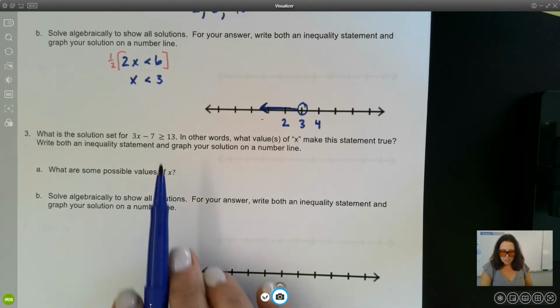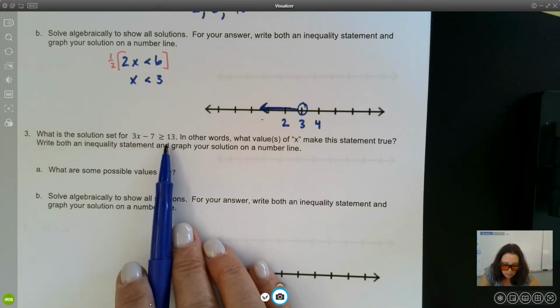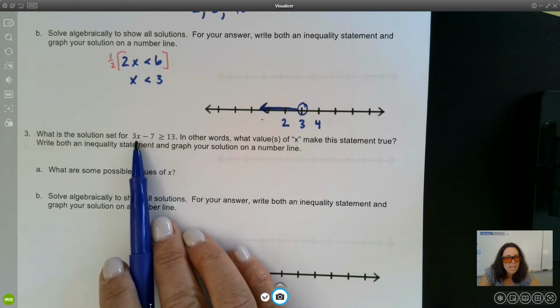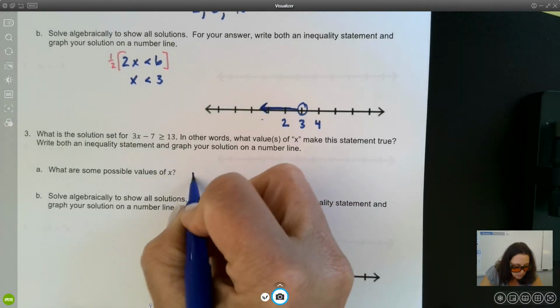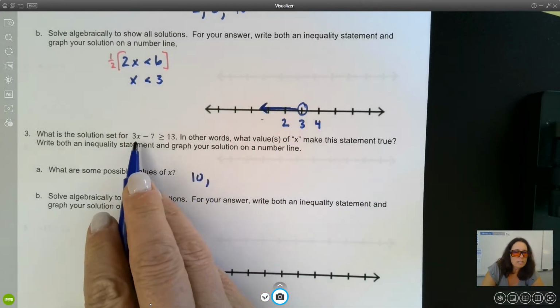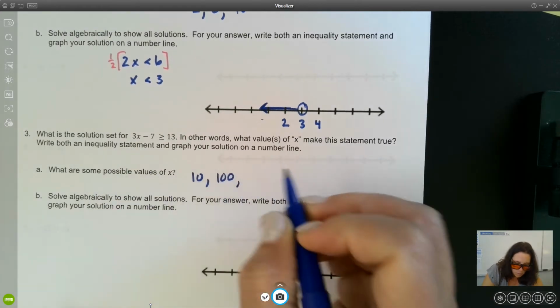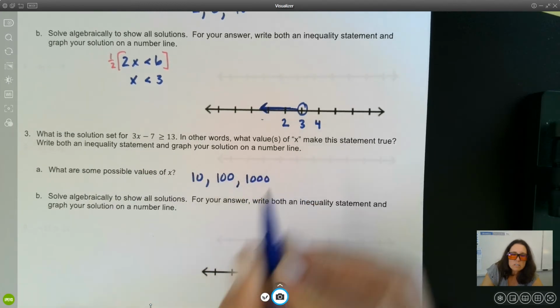All right, getting a little tougher now. What is the solution set for this? 3x minus 7 is greater than or equal to 13. What are some possible values of x? Okay, if I put a 10 in here, 30 minus 7, that is bigger than or equal to 13. What if I put 100 in here? That works also. What if I put like 1,000 in there? Couldn't I keep going forever?